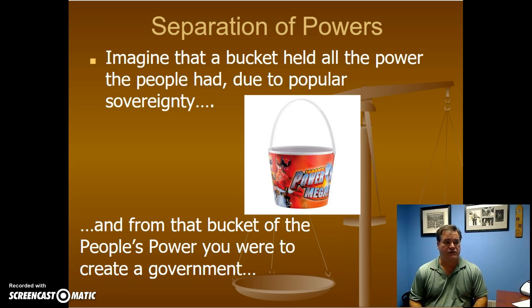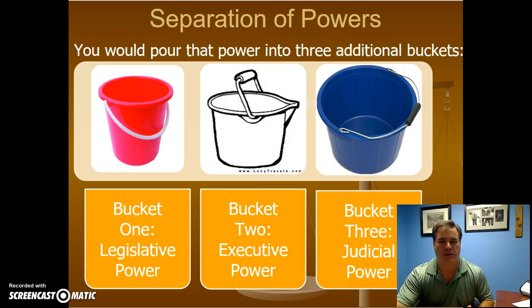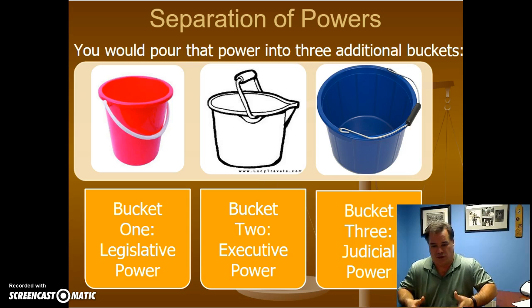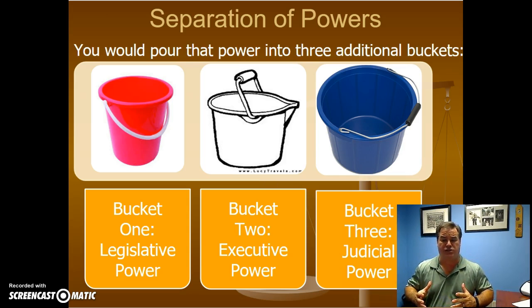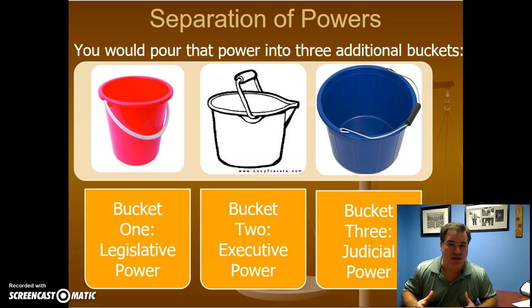Okay? So you're going to pour, metaphorically speaking, a certain amount of power into three buckets: your legislative power bucket, your executive power bucket, and your judicial power bucket. Now, you pour a little bit into the legislative power bucket, you pour a little bit into the executive power bucket, and you pour a little bit of the people's power in the judicial power bucket. Have the people given away all of their power? Well, presumably, the answer is no.